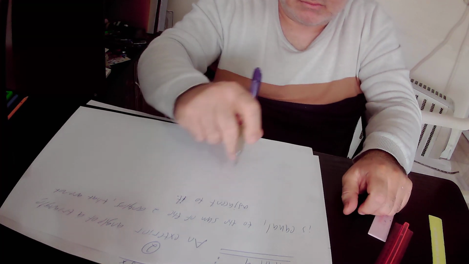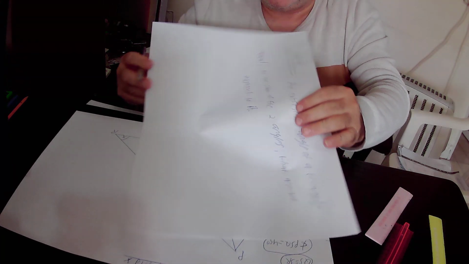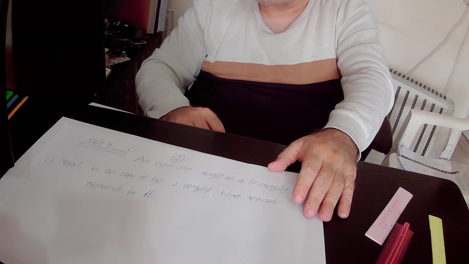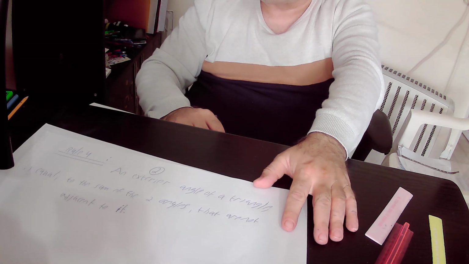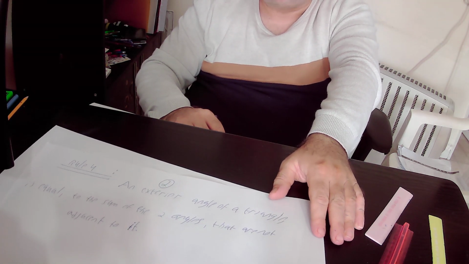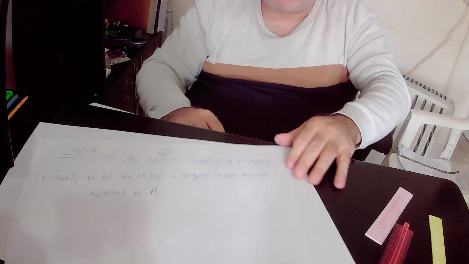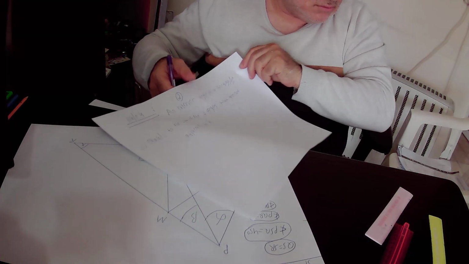So I will read rule number 4 again. According to rule number 4, an exterior angle of a triangle is equal to the sum of the two angles that are not adjacent to it. So what is the meaning of rule number 4?